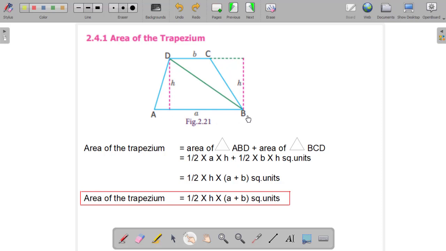So we can use the formula to find the area of a triangle, that is half into base into height. For the first triangle, half into base is A, height is H, plus for the second triangle, half into base is B and height is also H. Then by using the distributive property of multiplication over addition, we can take common factors from these two terms. Half into H are common terms, so I can take them out, and then A plus B is left inside the bracket. So what is the general formula? Area of the trapezium is equal to half into H into (A plus B) square units.